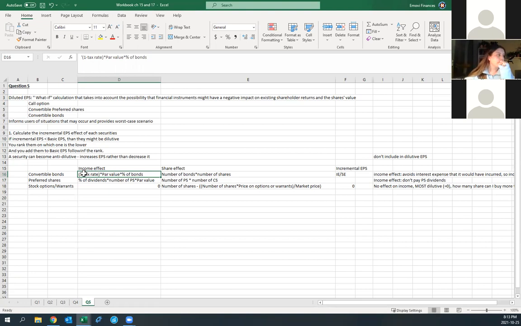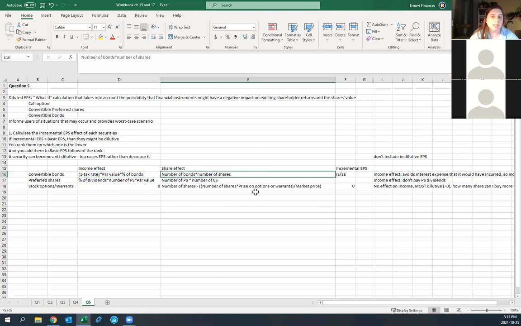So yeah, you find the interest net of tax. So that's going to increase your net income because you're not paying it. And then the share effect is the number of bonds times the number of shares. And your incremental EPS is your income effect divided by your share effect. For preferred shares, your income effect is that you're not paying those dividends anymore. So you're going to find the percent of dividends times the number of preferred shares times their par value. So whatever amount of preferred share dividends that you would have paid. And the share effect is number of preferred shares times number of common shares.